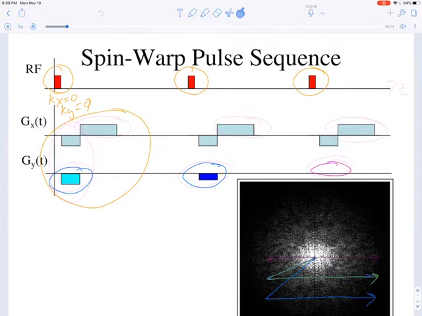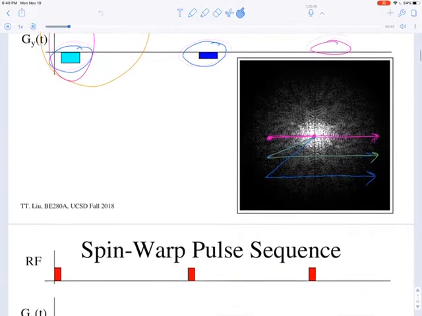We don't have any gradient here, okay, on the Gy. So we're just going to stay along the ky axis, move this way, and then move along like that. As we're moving along these parts of the gradient, we're actually collecting the data, okay? So we're only collecting the data as we're moving from here to here. This initial part, we're not looking at the data, all right?